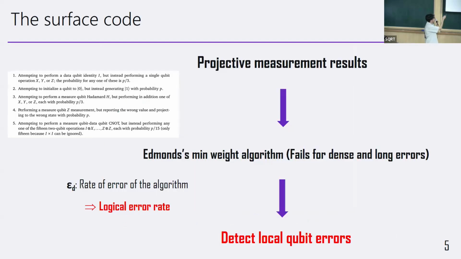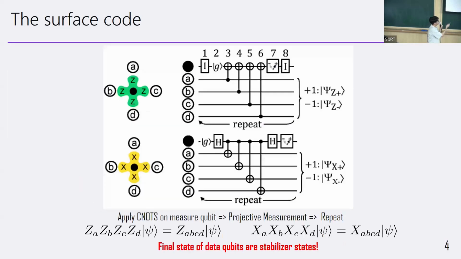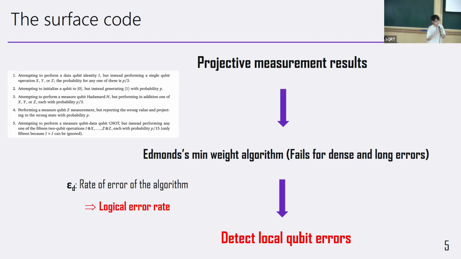When an error occurs, we take these projective measurement results and throw them into what's called Edmonds' minimum-weight matching algorithm. I'm not going to go into detail on what this is, but you can just think of this algorithm as detecting what's wrong. If an error occurs, then these projective measurement results don't match the non-error case, and we can detect this through the matching algorithm.